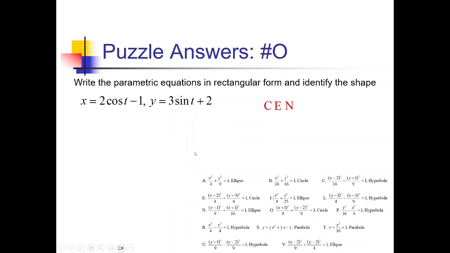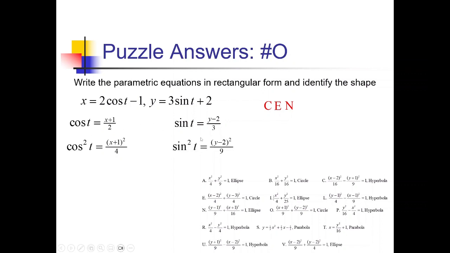Here we go with problem O. On this one we have some more trig functions, so let's isolate and square those. For this first one, I'm going to add 1 and divide by 2, so I can write cosine of t equals (x plus 1) all over 2. And then if I square both sides, I've got cosine squared equals (x plus 1) squared over 4. Now for the other equation, I'm going to subtract 2 and then divide by 3. So I've got sine of t equals (y minus 2) over 3. Squaring both sides, I have sine squared equals (y minus 2) squared over 9.